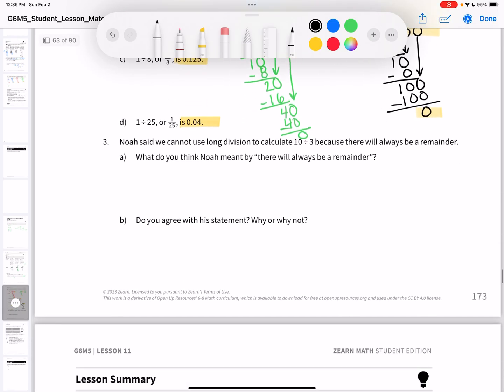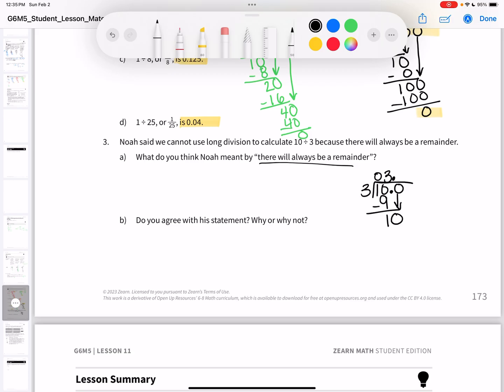All right. Noah said we cannot use long division to calculate 10 divided by 3 because there will always be a remainder. What do you think Noah meant by there will always be a remainder? All right, so let's try this. If we did 10 divided by 3, all right? So 3 goes into 1 0 times. 3 goes into 10 3 times. That gets us 9. We subtract that out and leaves us with 1. So we put our decimal and add our 0. Add our decimal to our answer and bring down our 0.